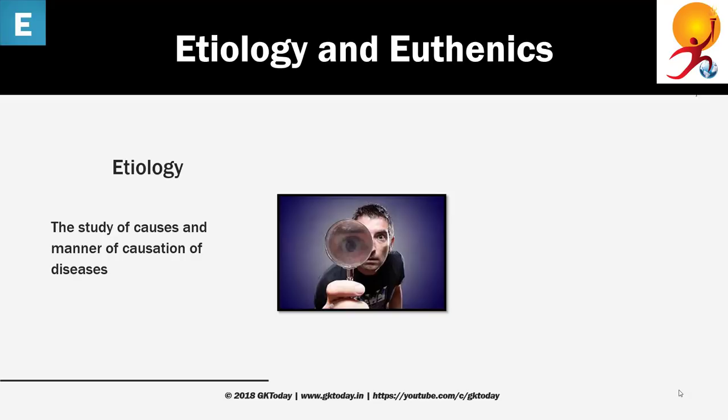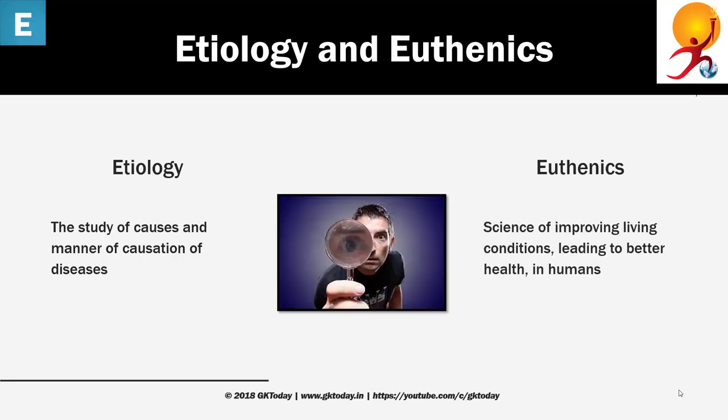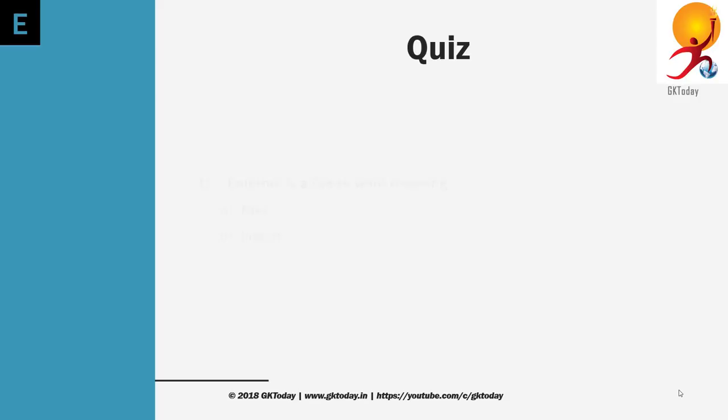For example, influenza, the cause being a virus and the manner of causation, meaning having a runny nose, or it's a communicable disease, so it spreads from one person to another. This is etiology. Euthenics is the science of improving living conditions so that humans have better health.